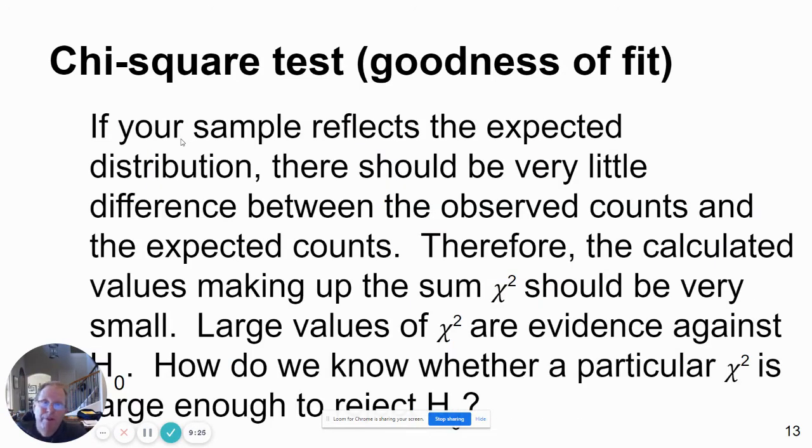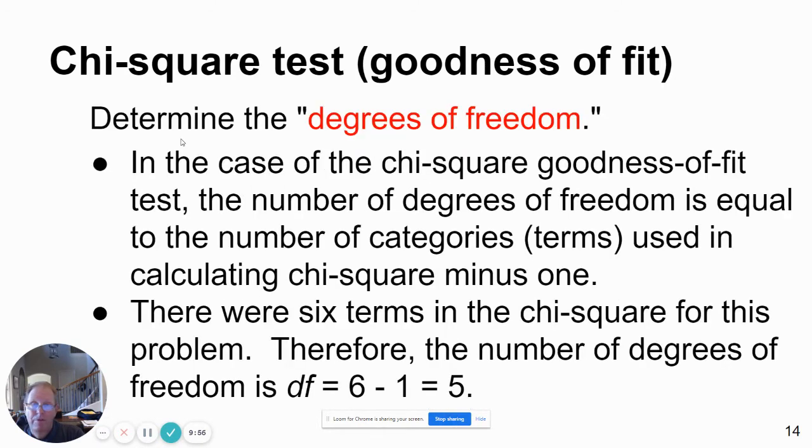If your sample reflects the expected distribution, then there should be very little difference between the observed counts and the expected counts, and therefore the calculated values making up the sum of chi-squared should be small, and therefore your chi-squared statistic should be small. Large values of chi-squared are evidence against the null hypothesis. So the question is, how do we know whether a particular calculated chi-squared is large enough to reject the null hypothesis? Well, first thing we need to do is calculate our degrees of freedom.